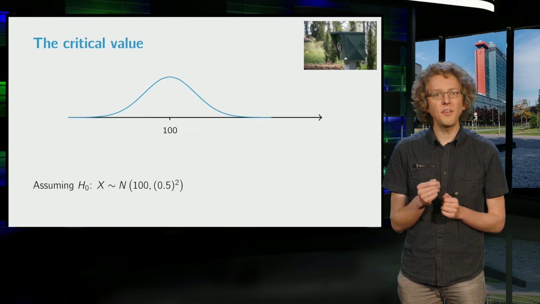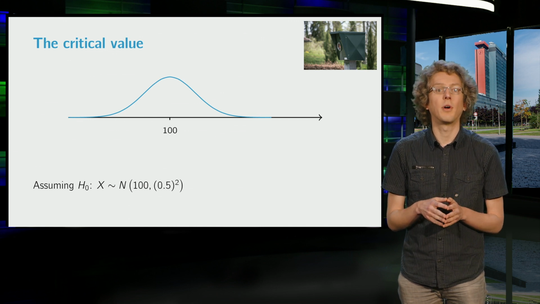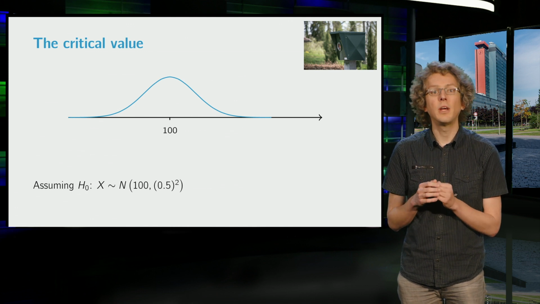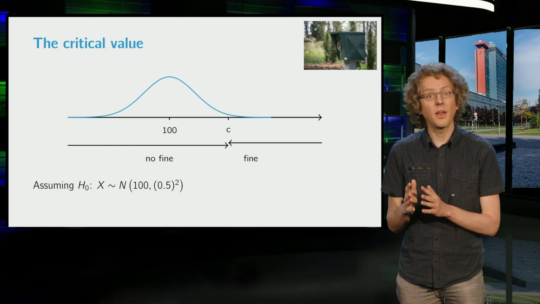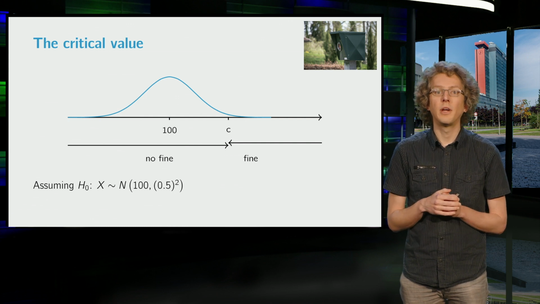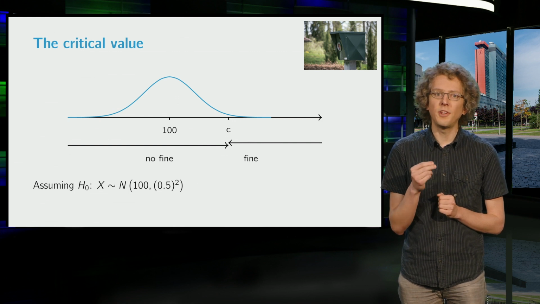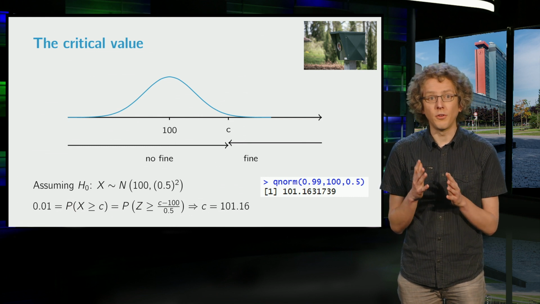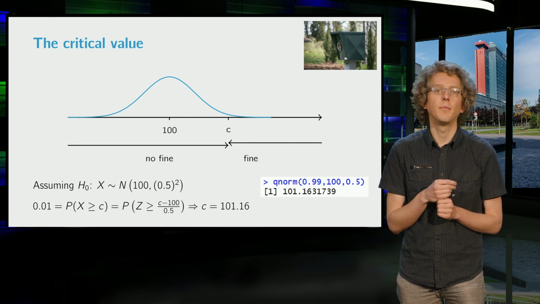Here you see the probability density function of the measured velocity for someone who drives at exactly 100 km per hour. Let's call the threshold velocity c. If the measured velocity is less than c, the police will not issue a fine. If it is at least c, then they will issue a fine. This means that we want the probability that x is at least c to be 0.01. Well, we know how to compute probabilities involving the normal distribution, and we find c equals 101.16.